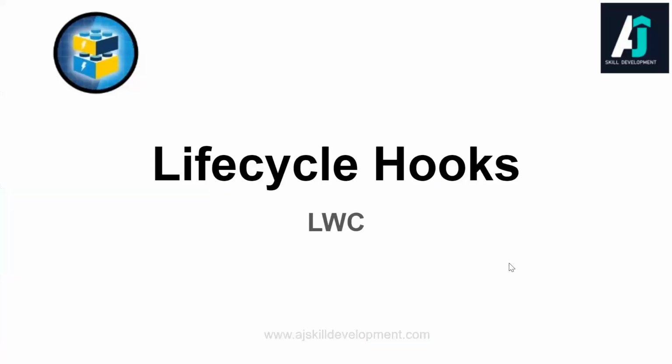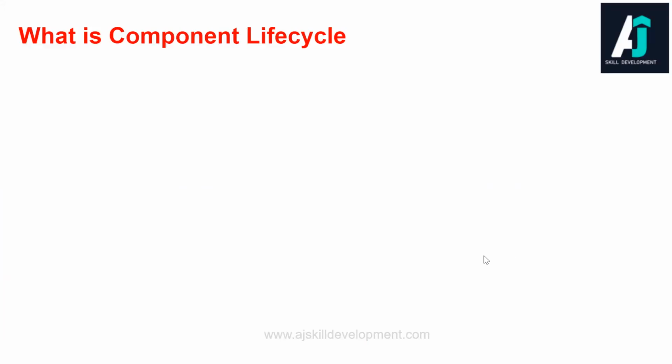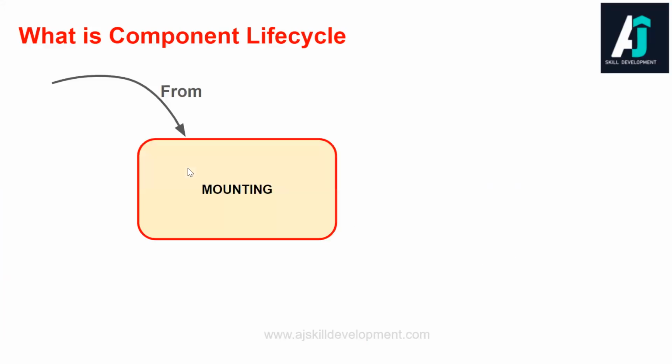Let us see this in a pictorial representation. As I told you, the component life cycle is right from the time it is being mounted into the page or the environment, whether an app page or home page, wherever the component is being mounted. That is the initial stage of the component. Then after the processing is completed, we remove the component. When you're removing it, the unmounting stage comes here. From the time of mounting to the time of unmounting, the component goes through different stages in its life cycle. That is called the component life cycle.